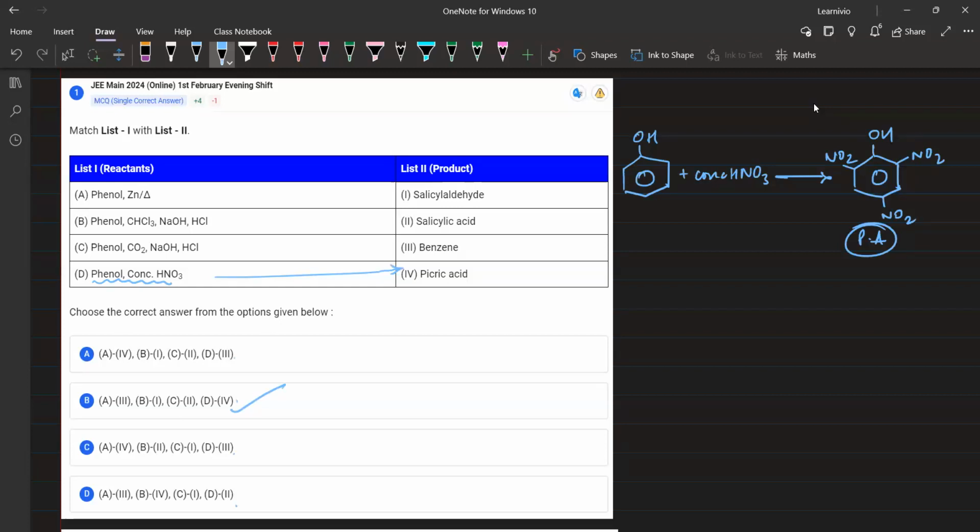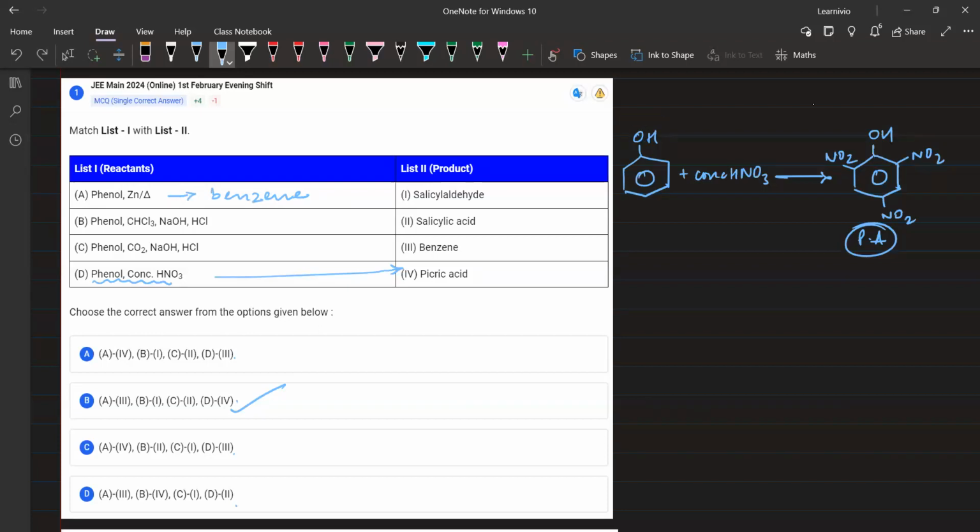Now, even if you identified phenol plus zinc, all of these reactions are quite popular reactions. It is not something from deep inside the textbook. All of these are very popular. For example, phenol plus zinc and heat is going to give you benzene. It is the best method to remove the OH group from the phenol ring.